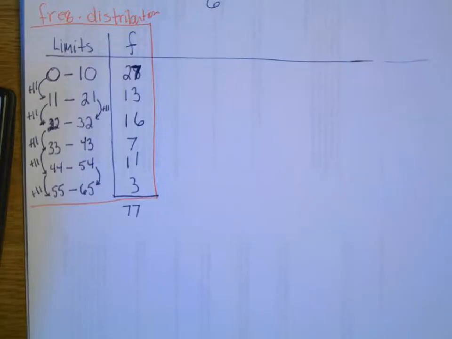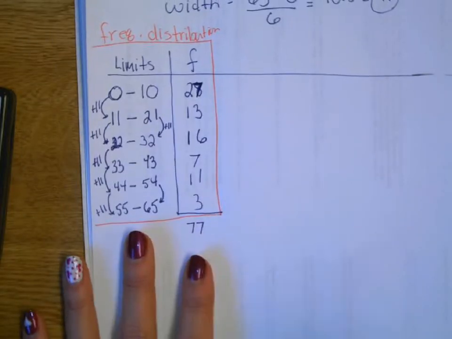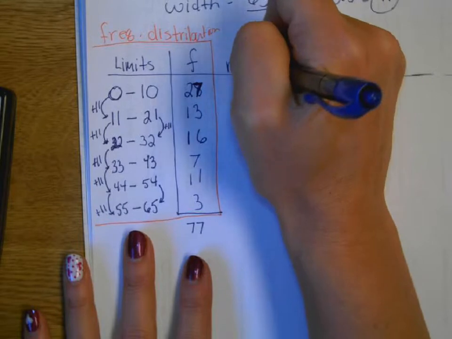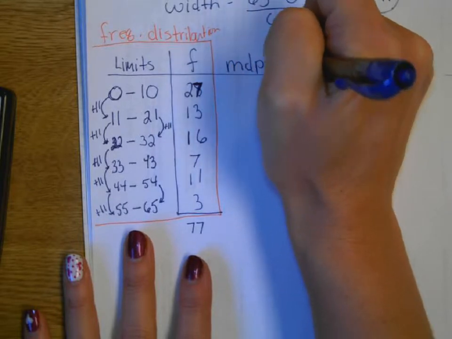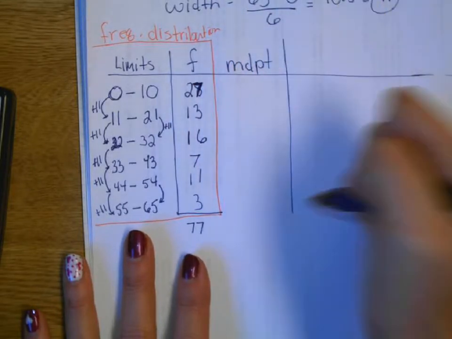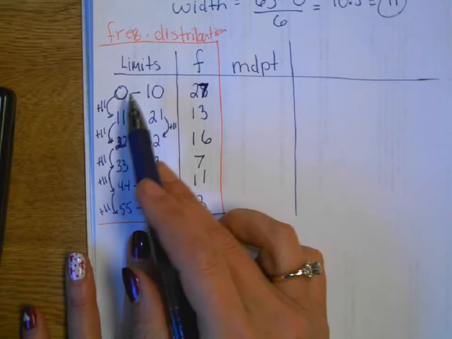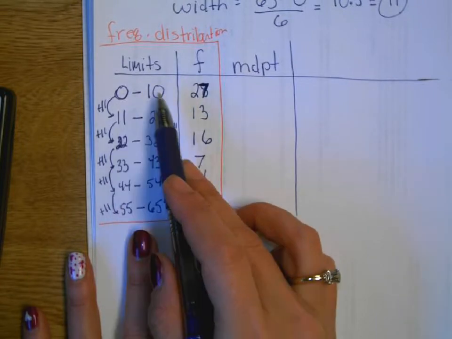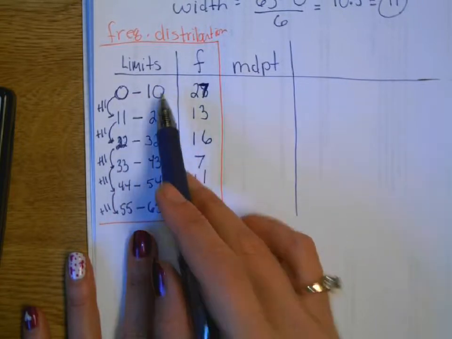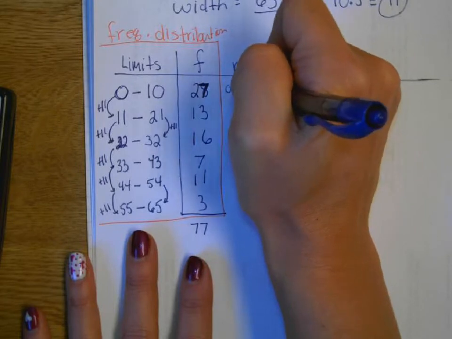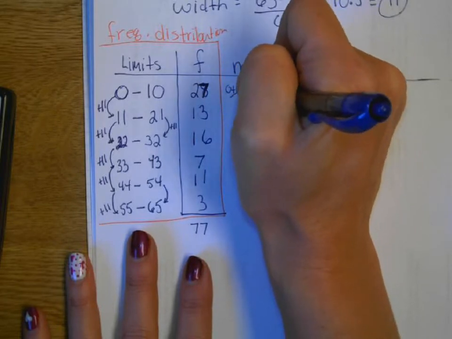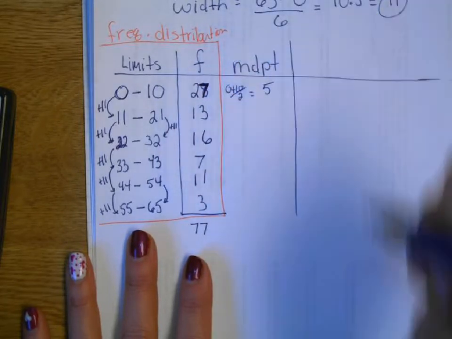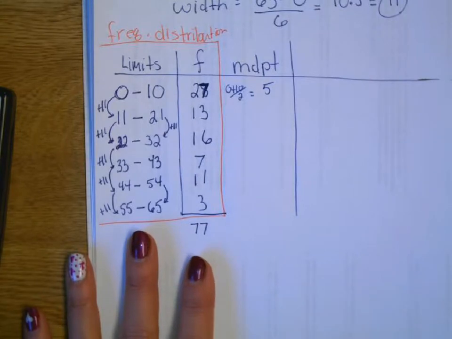Okay. So the next column we're going to add to this is the midpoint column. So we're going to find the middle. How do you find the middle of two numbers? Add them up and divide by 2, because I'm averaging the two endpoints. So what's 0 plus 10 divided by 2? 5. It is a 5. You were thinking the 11.